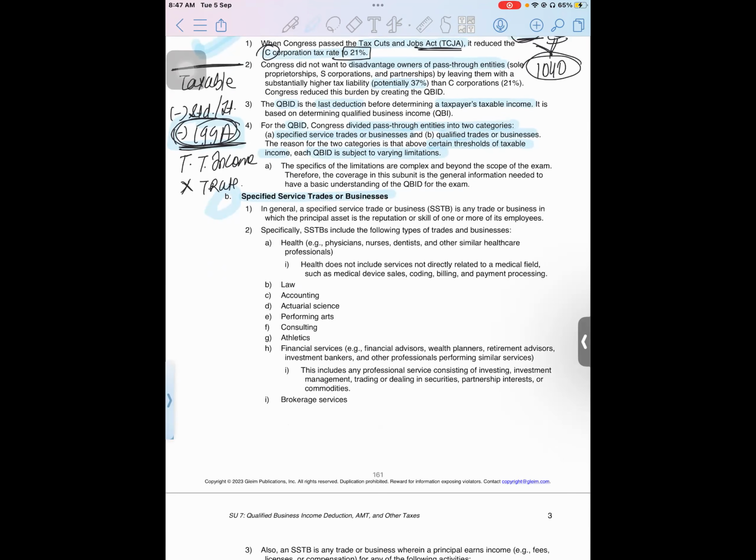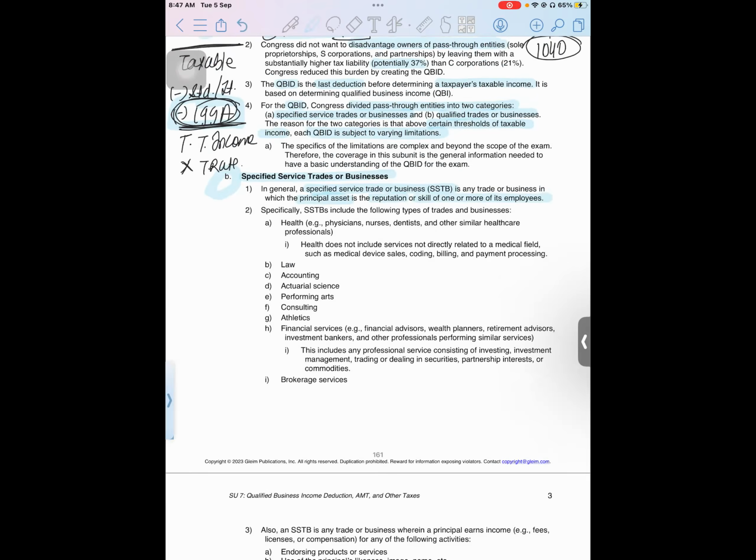For SSTB, what is mentioned is: a specified service trade or business is any trade or business in which the principal asset is the reputation or skill of one or more of its employees. Let's say a CPA firm is there. All the CPAs are the partners, 4 partners. So all 4 partners' skill is important, not the product.